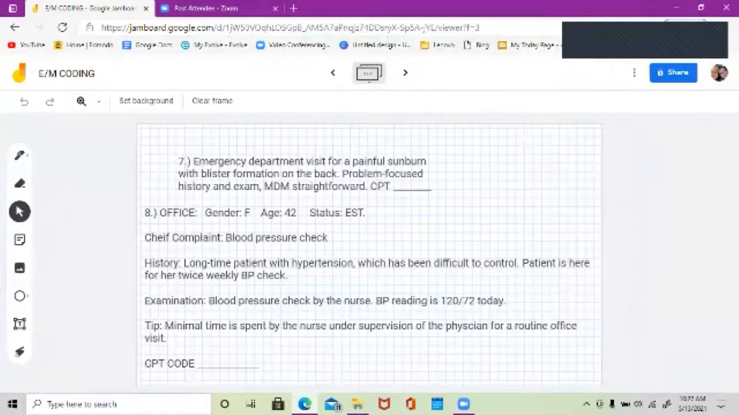Your emergency room department starts with a 99281. That's the code range we're looking in. It starts on page 29. When I get my new CPT, I can tell y'all the page numbers. Right now, my page numbers are off. So it's problem focused, straightforward.